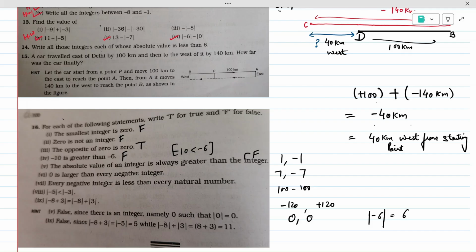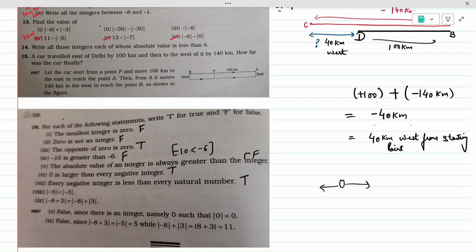Next we have 0 is larger than every negative integer. So kids, we know that 0 lies on the right side of the negative integers. So this is true. It is always greater than every negative integer. Next, every negative integer is less than every natural number. So all the natural numbers are on the right side of 0. All the negative numbers are on the left side of 0. So this is true. All the negative integers are always less than the natural numbers. So kids, we know, we have done it, that the natural numbers start with 1, 2, 3, 4, and so on. They all are positive numbers. So the positive numbers are always greater than the negative numbers. This is another reason.